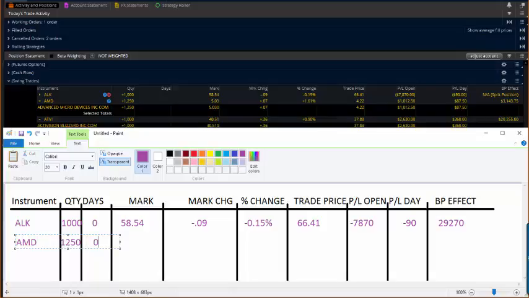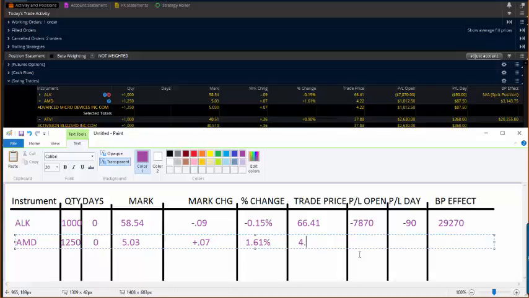There are 0 days left because it's not an option. You won't have days if it's not an option. Okay, the mark price is 5.03. The mark change is positive 0.07. And the percent change was 1.61%. That's a pretty good day right there for that stock.